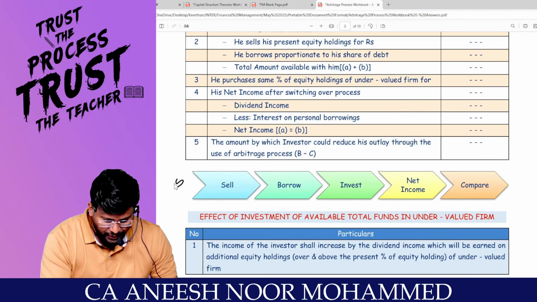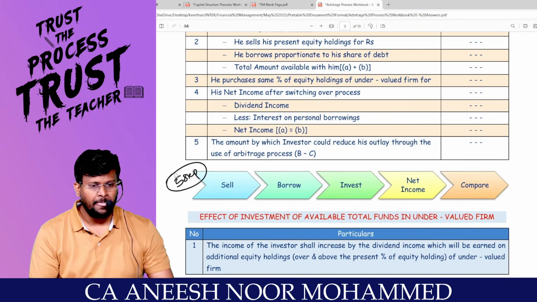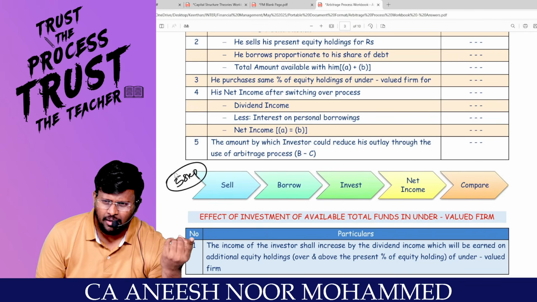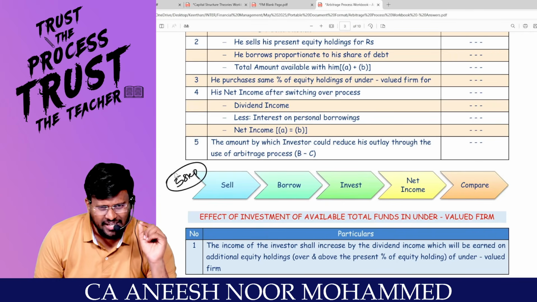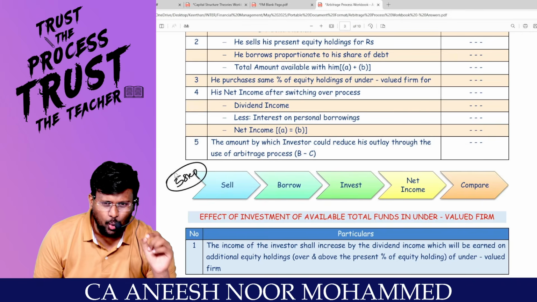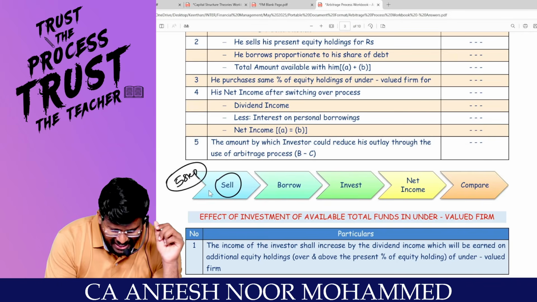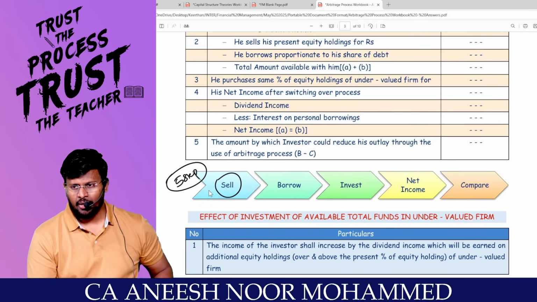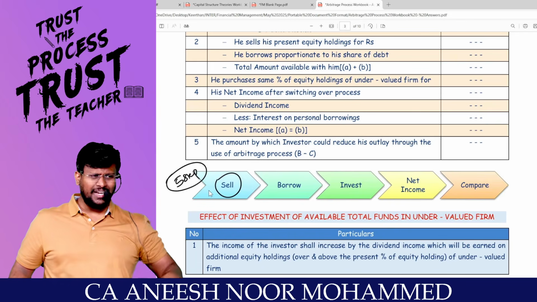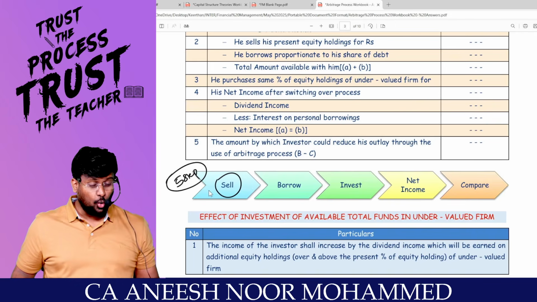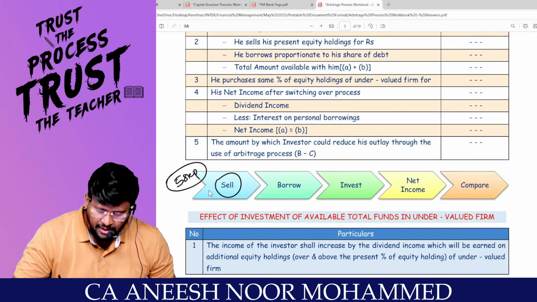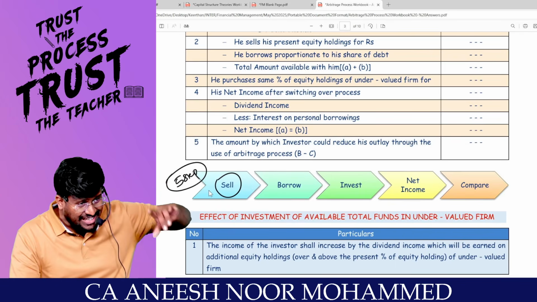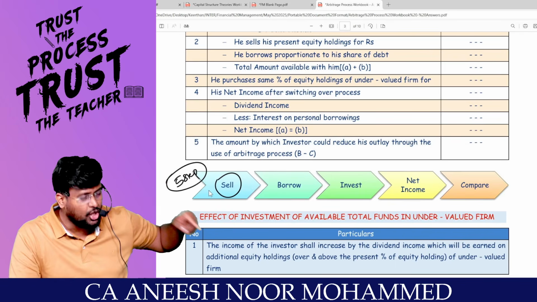First, this is the 5-step approach. Now think practically. There are two firms, the levered firm and the unlevered firm, and the levered firm's value is higher. You are an equity shareholder in the levered firm. First sell, my dear lovable students. First you sell the equity of the levered firm. You are holding only 10% of the equity of the levered firm, but you are going to invest in 10% of the equity of the unlevered firm.